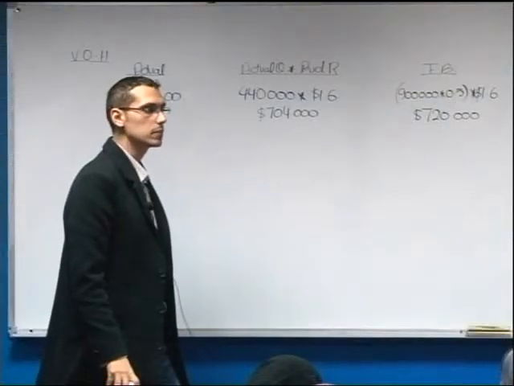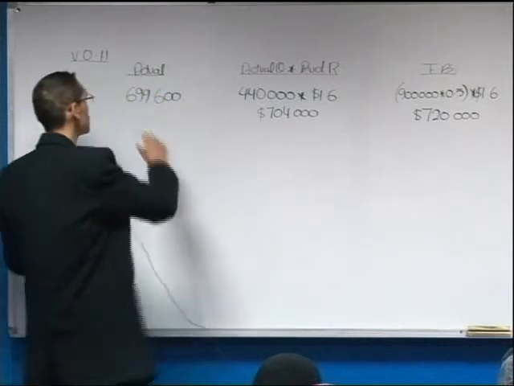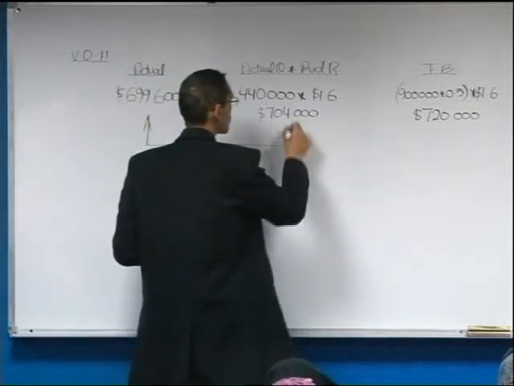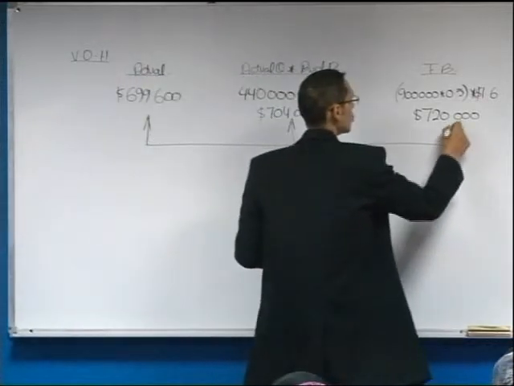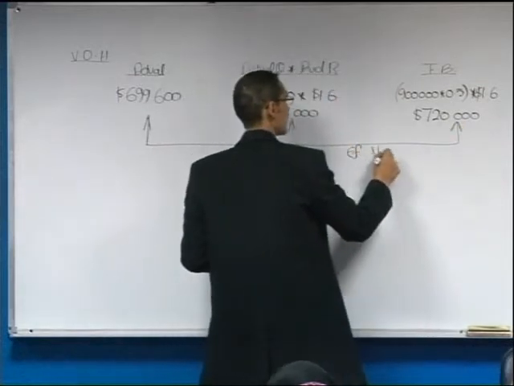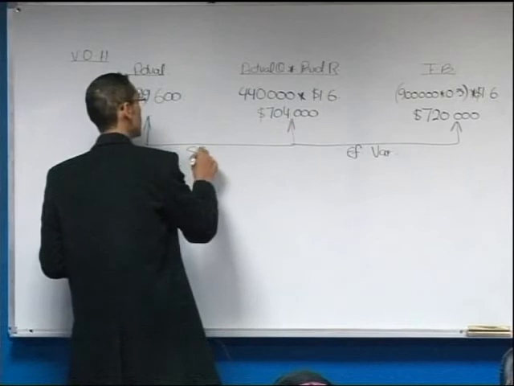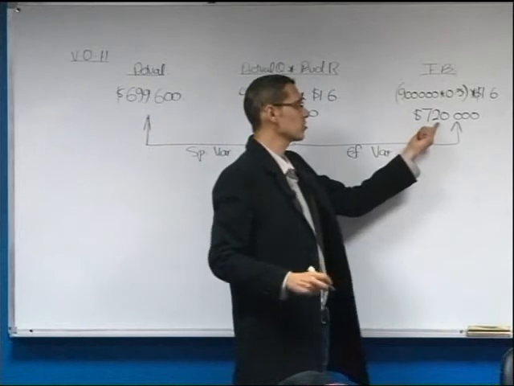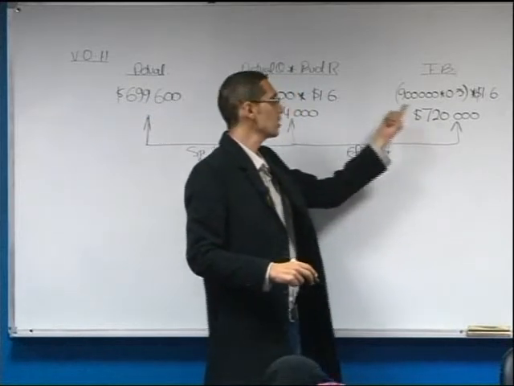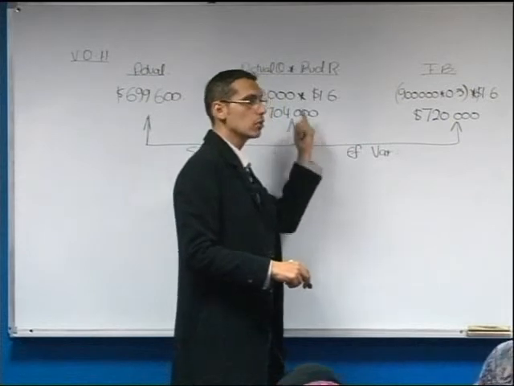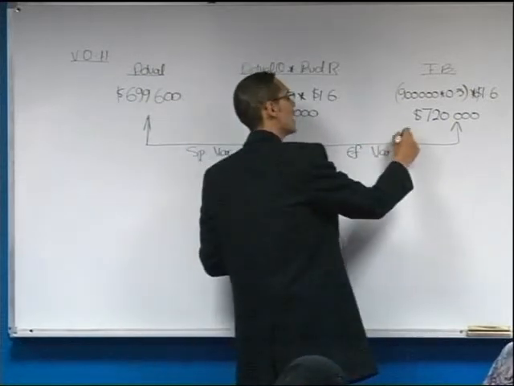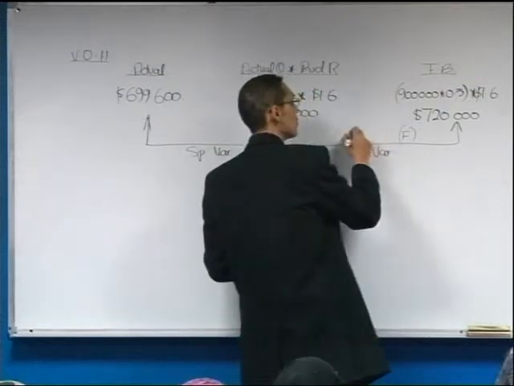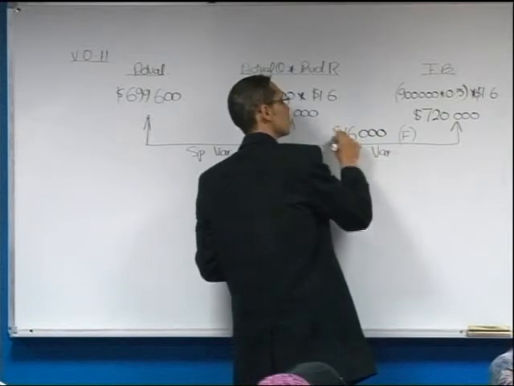Any questions? Now, of course, we have the numbers. Now we can easily compute the efficiency variance and the spending variance. Of course, we should have incurred $720,000, but we only incurred $704,000. Therefore, we have a favorable efficiency variance by the amount of 16,000.